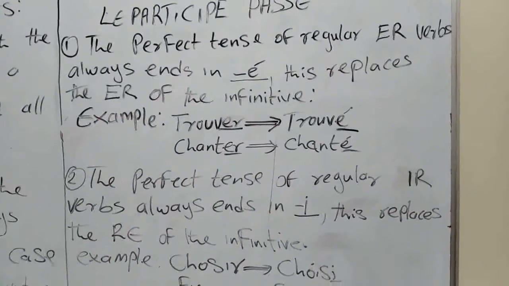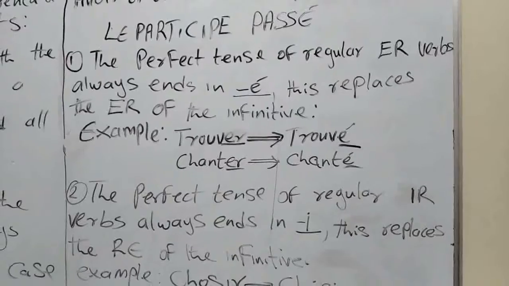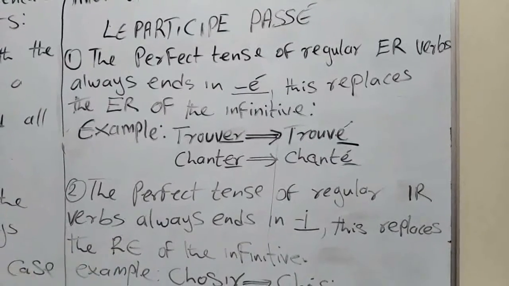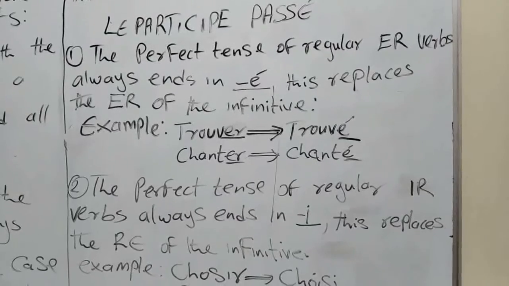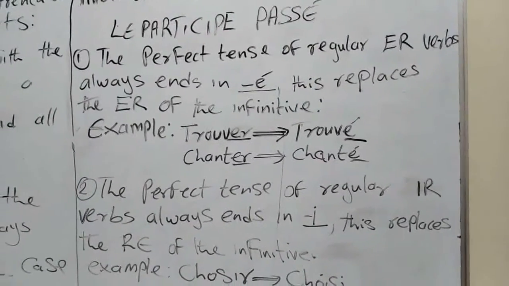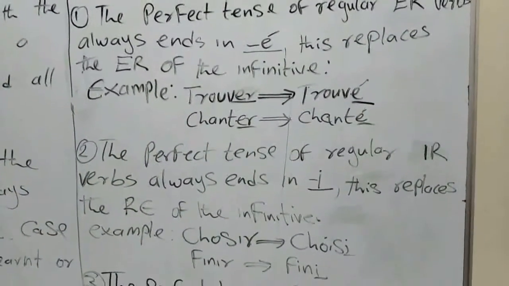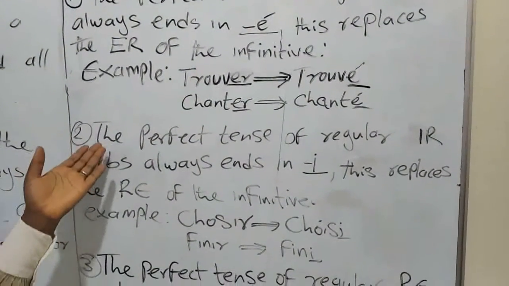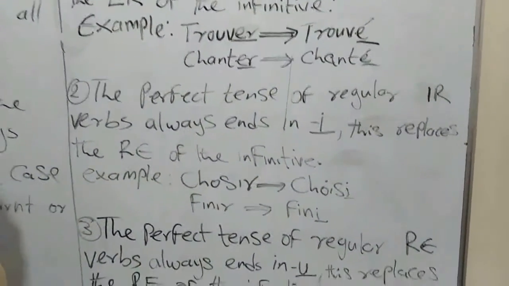So if I want to say j'ai trouvé or j'ai chanté, in the past tense passé composé, I say j'ai trouvé or j'ai chanté. So I've now added the auxiliary verb to this main verb. And here in number 2 we have the perfect tense of regular IR verbs.